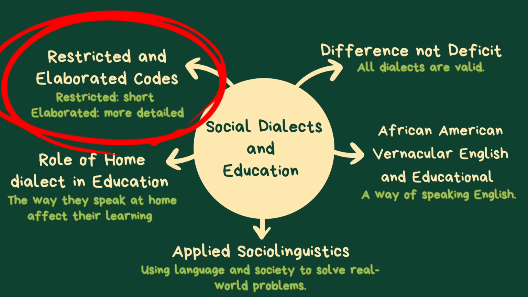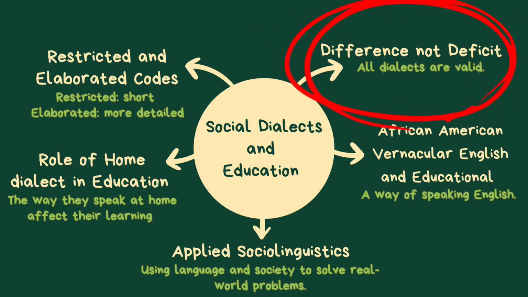Restricted code means simple language often used in close groups, while elaborated code means more detailed language used in formal settings like schools. Overall, it means different ways of speaking based on social background. For example, a child might say "give" at home, but "may I have that toy please" at school. The second one is difference, not deficit. It means all dialects are valid, just different.